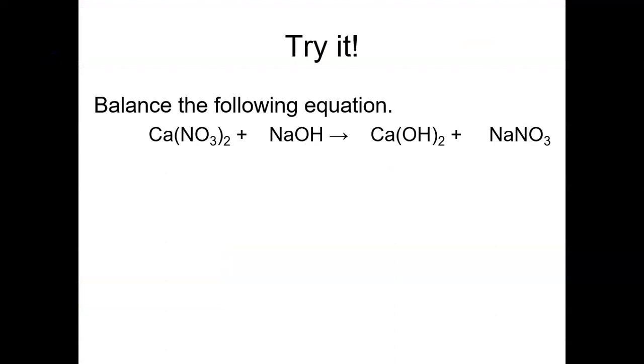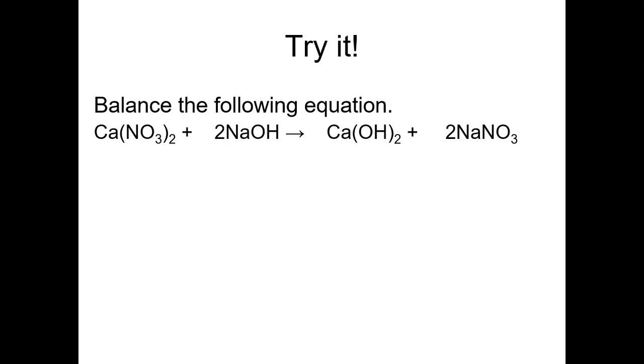All right, so I want you to pause for a moment and try to balance this equation. And again, here you have 2 polyatomic ions. You have nitrate and you have hydroxide. And just press play when you're ready to see the answer. All right, so by putting a 2 in front of sodium hydroxide, I balance the hydroxides. And then by putting a 2 in front of sodium nitrate, I balance both the nitrate and the sodium.